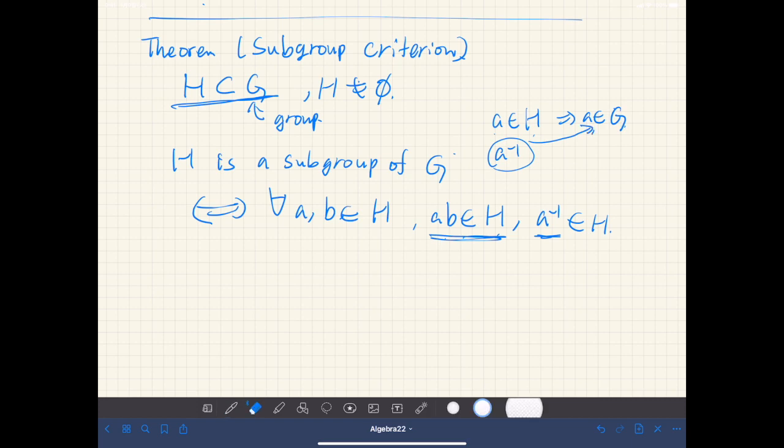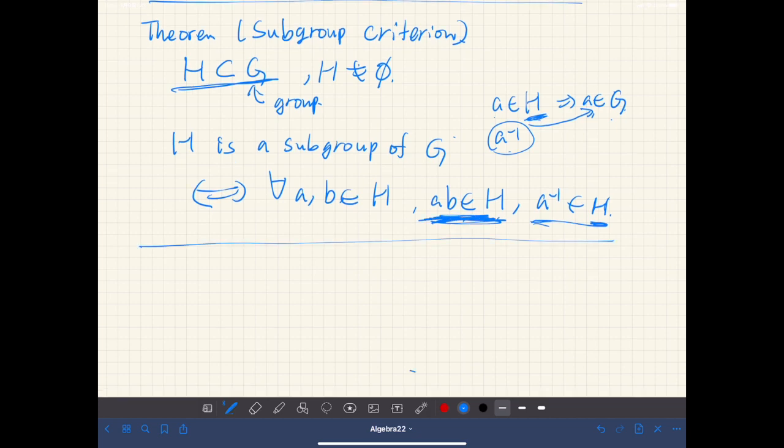Okay, so in general, if we just say H is a subset of G, A inverse may be out of H, but it's still an element of G. But if that is indeed an element of H, then the subgroup criterion is satisfied. Okay, so that's what this theorem says. So H is closed under multiplication, and H is closed under the inverse operation. So that's the subgroup criterion. Okay, let's prove this theorem.